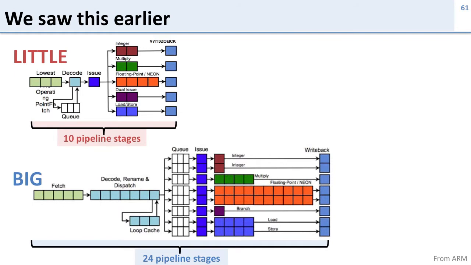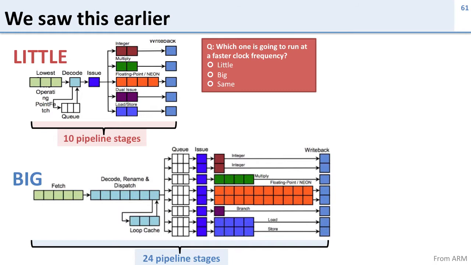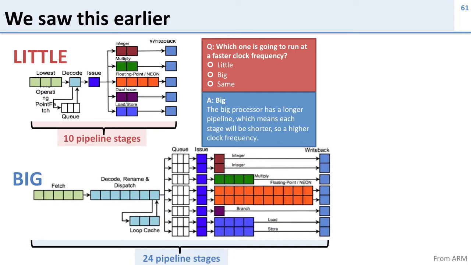So let's see how you're doing. Which one of these two designs is going to run at a faster clock frequency? Well, it's the big processor that's going to run at a faster clock frequency because it's a longer pipeline. That is, they took all of their work and they chopped it up into smaller pieces so they could run at a higher clock frequency.